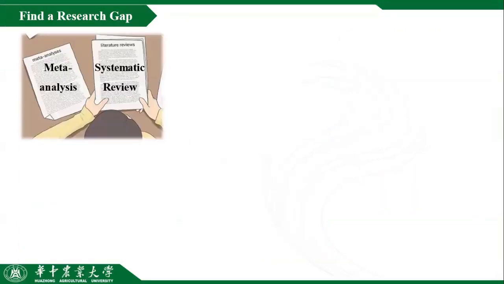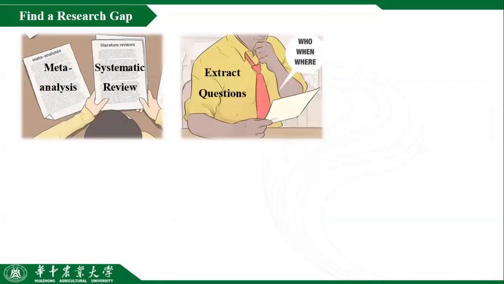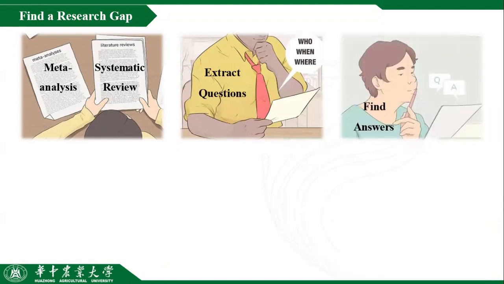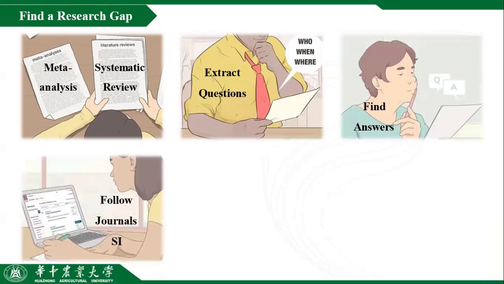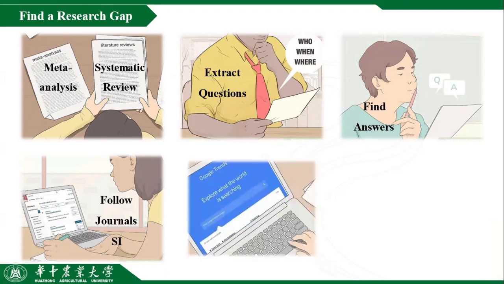After that, about finding the research gap, we suggested to focus more on meta-analyses and systematic reviews, then try to extract some research questions, and then find the answers to these unanswered questions, and then try to follow journals. And we suggested that some journals release special issues. So these special issues mean that this topic has a shortage in this area. So it may be a good research point for you. Then you may use tools like Google Trends to find gaps.